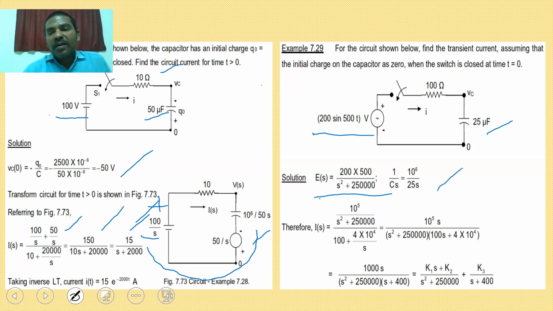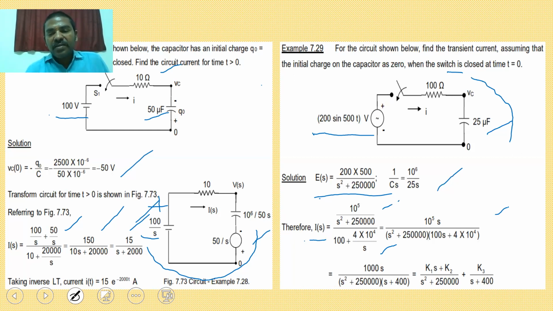So now the total impedance is 100 plus 10 power 6 divided by 25 S. Your voltage is 200 into 500 divided by S square plus 500 square. So current I of S is equal to total voltage divided by total impedance. So that is equal to 10 power 5 S divided by S square plus omega square into 100 S plus 4 into 10 power 4.